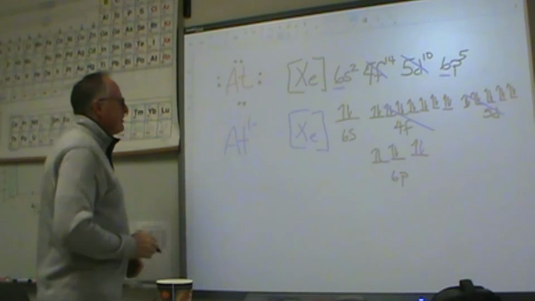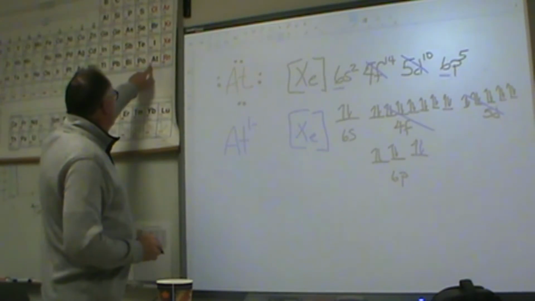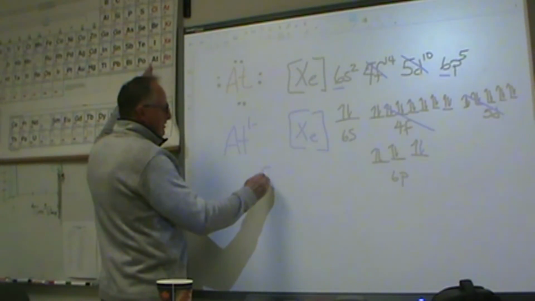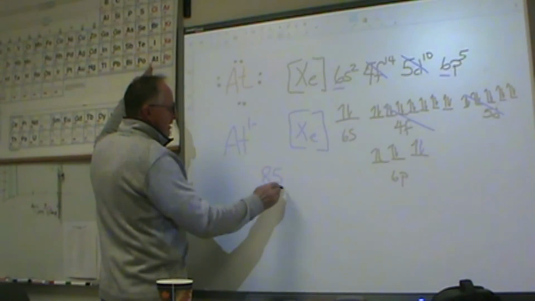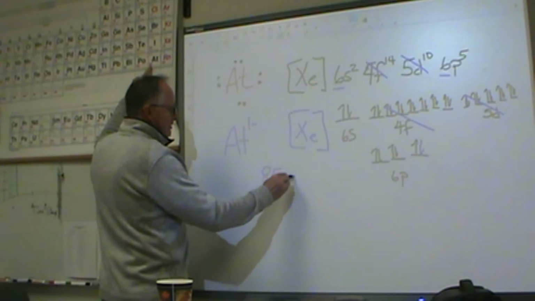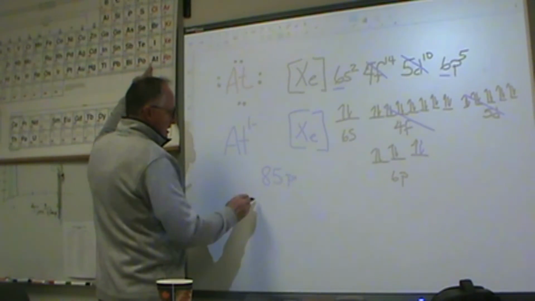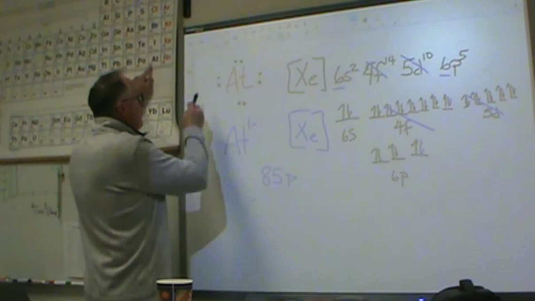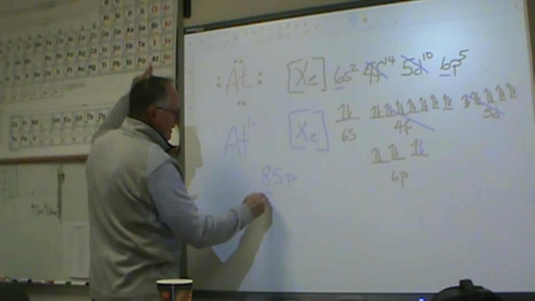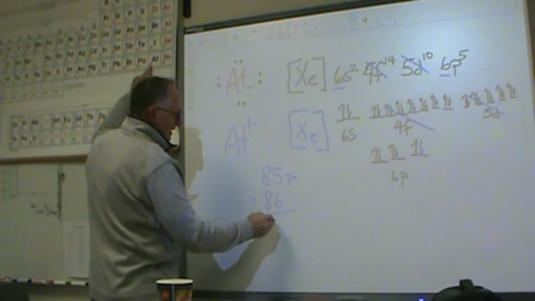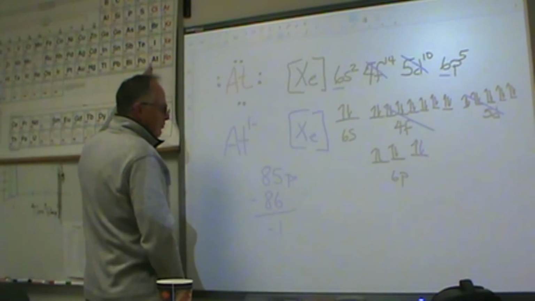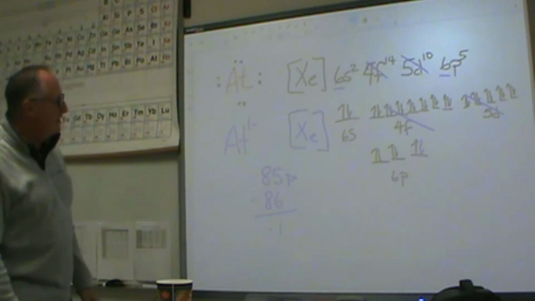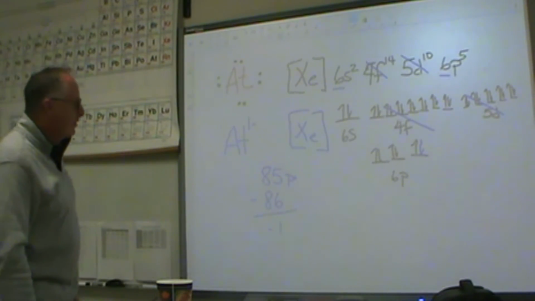Now you can also look at that. It has 85 protons, so we have 85 protons minus how many electrons? Well, it had 85 if it was neutral, but we added one more, so minus 86. And that leaves us with a -1, and that's the charge. We write it as 1 minus, we say, -1.